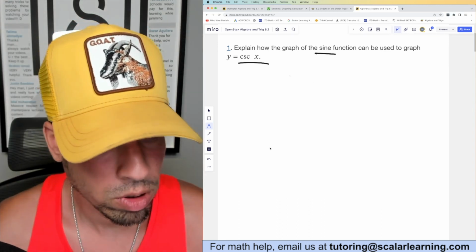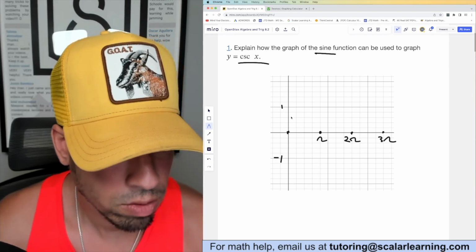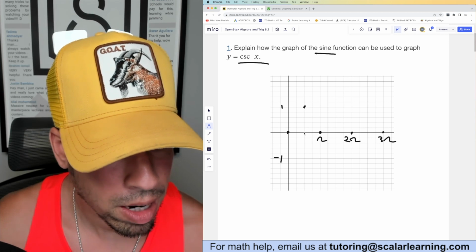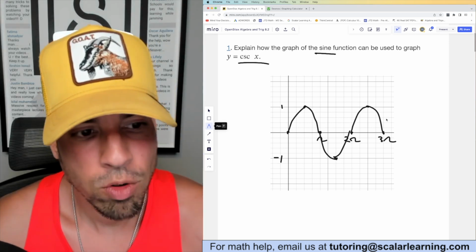And so this is very important. So let's say we've got it mapped out like this. Let's call this 1, let's call this -1. If we were to graph sine, we'd go to the high at pi halves, then back to the middle, low at 3 pi halves, then here. So here's my graph of sine of x.